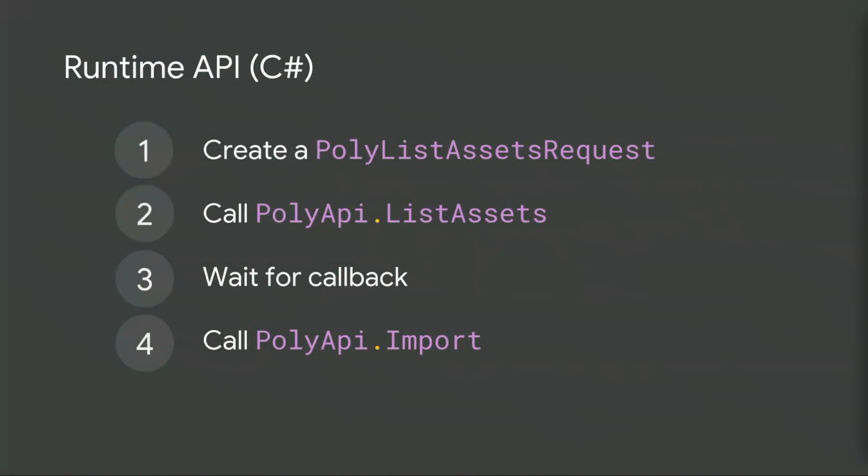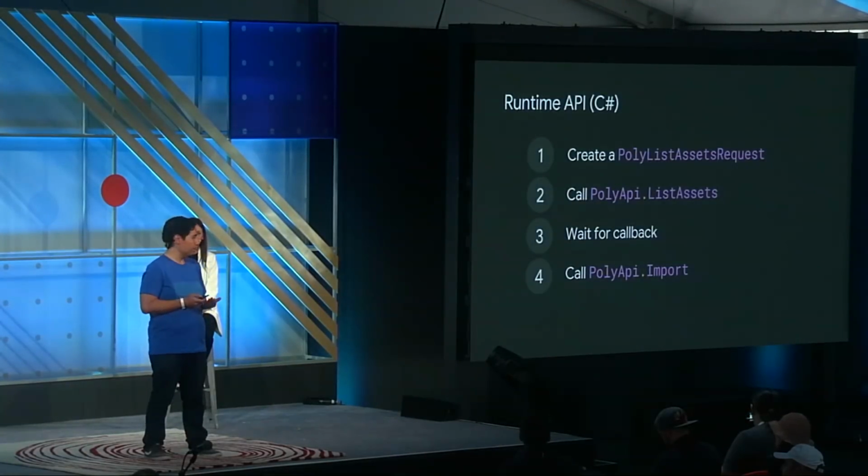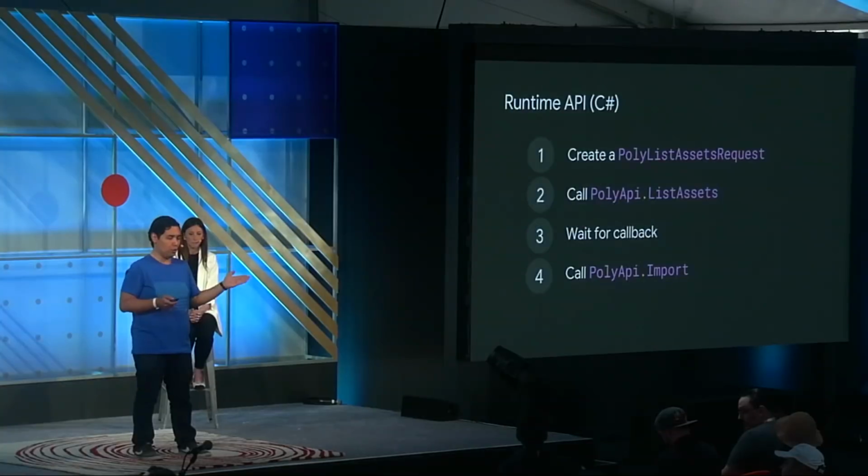So this is an overview of how the Runtime API works. First, you have to create a request object. For example, the most typical one would be the Poly list assets request. This request object just encodes your search query. Then you pass that object to one of the API methods, for example, list assets. List assets just means I want to list the assets that match that search request. Then you're going to wait for the callback, and the callback is going to have the results for your search. And then based on that search, you have to figure out which ones you want. If there are several matches, you have to figure out which one you actually want to import. And then lastly, you call polyapi.import to import that into your scene.